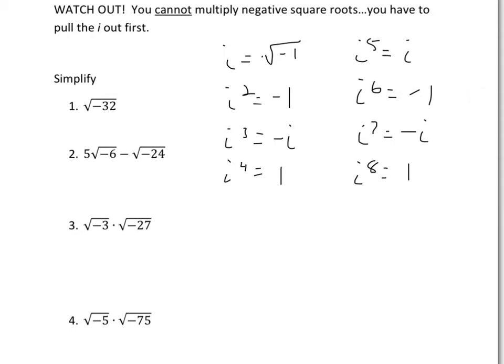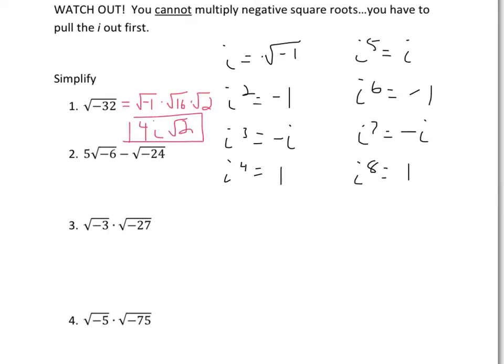Now, simplifying these radicals. For this first one, number 1, we could do the same stuff that we've been doing, but pulling out a -1 first, so we have an i. So this is equal to the square root of -1 times the square root of 16 times the square root of 2. This one becomes i, this one becomes 4, and the square root of 2 we keep the same. So we would write this 4i root 2.